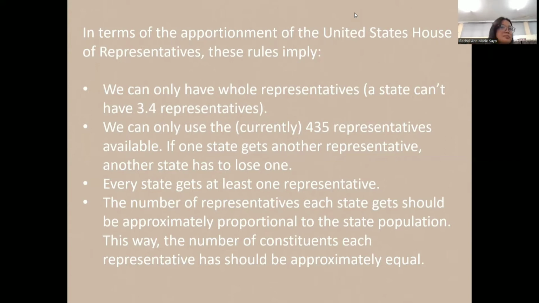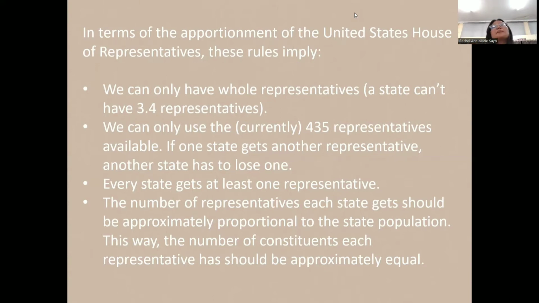And lastly, the number of representatives each state gets should be approximately proportional, meaning balanced, to the state population. This way, the number of constituents each representative has should be approximately equal. Just like what I discussed earlier, it should be proportional to the state population.